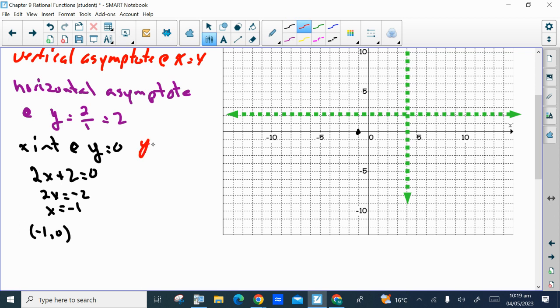Our y-intercept is where x equals 0. So if we take the equation and let x equal 0, we're going to get 0 plus 2 on top over 0 minus 4 on the bottom. So that'll be negative a half.